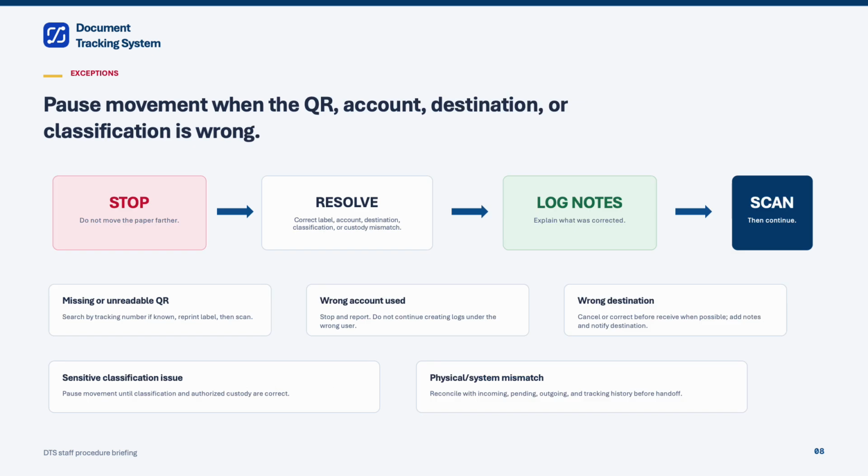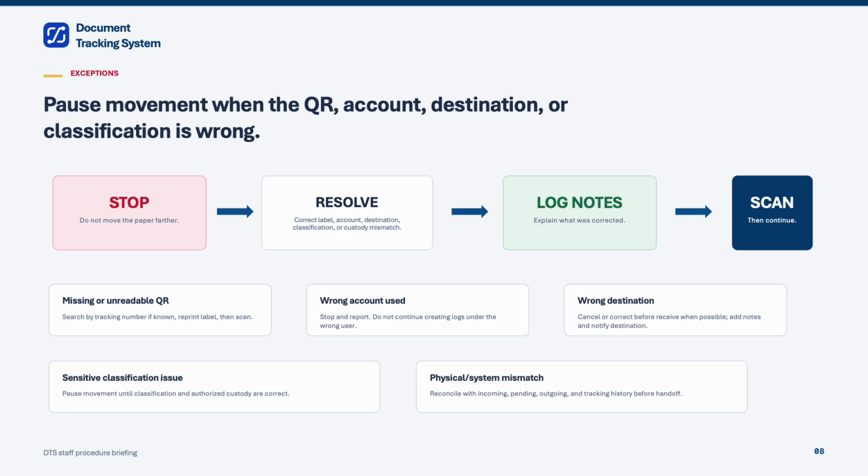Exceptions are where good procedure matters most. If the QR code is missing or unreadable, do not keep sending the paper around. Search by tracking number if possible, reprint or correct the label, and then scan. If the wrong account was used, stop and report it instead of continuing to add logs under the wrong user. If the destination is wrong, correct it before the receiving office accepts it when possible. If the document is confidential or restricted, pause until classification and custody are correct. For physical and system mismatches, reconcile the queue and tracking history before handoff. Always use notes to explain what was corrected.